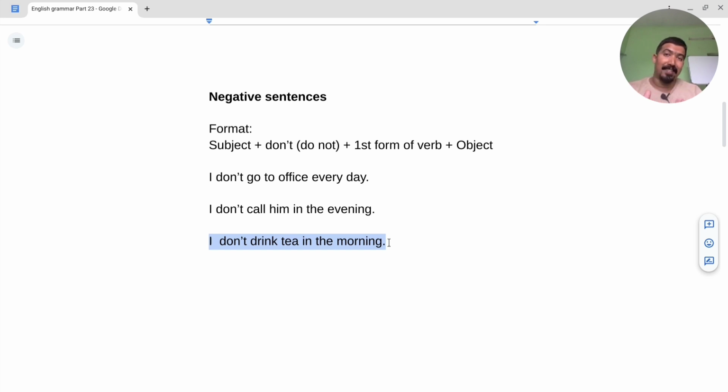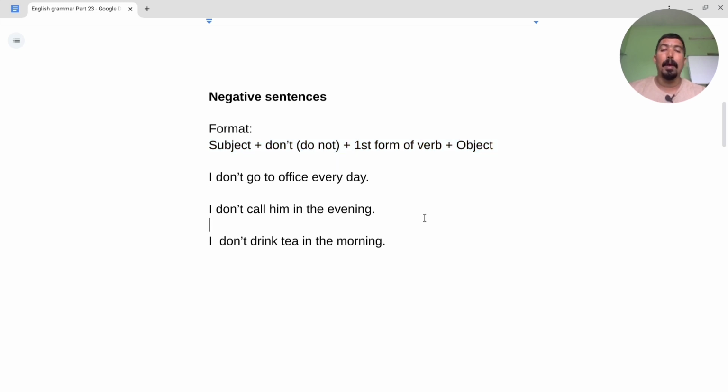And if you tell someone I don't drink tea in the morning, that means you don't have a habit of drinking tea in the morning. Someone asks you, I have a habit of drinking tea. I drink tea in the morning. What about you? Do you drink tea in the morning? No. I don't drink tea. That means you don't have a habit of drinking tea. You just don't have that habit. Okay, as easy as that. I don't go. I don't call. I don't drink. These are negative sentences with the format written over here.